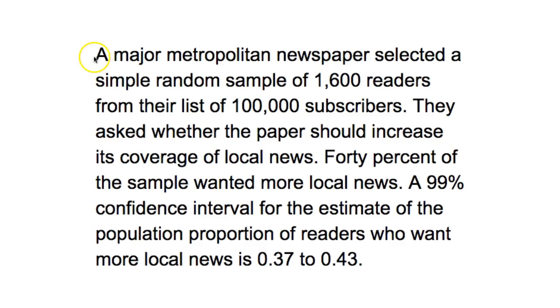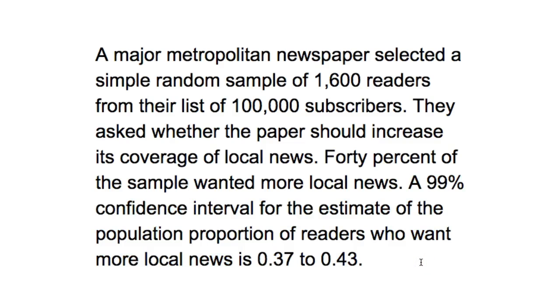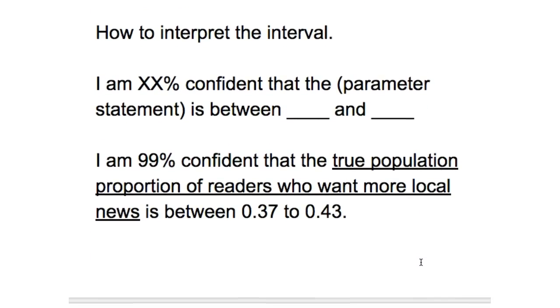So we kind of addressed this question in class the other day about the readers for a major metropolitan newspaper. A 99% confidence interval was constructed, and that 99% interval was from 0.37 to 0.43. How to interpret the interval?